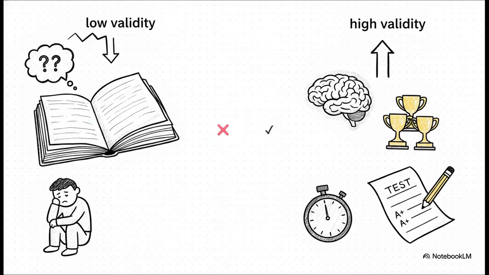Here's a perfect example. Say you want to measure learning quality. If you just count the number of pages a student read, well, that has pretty low validity, right? Someone could stare at a book for hours and learn nothing. A much more valid approach would be using something like standardized test scores to see what they actually retained.